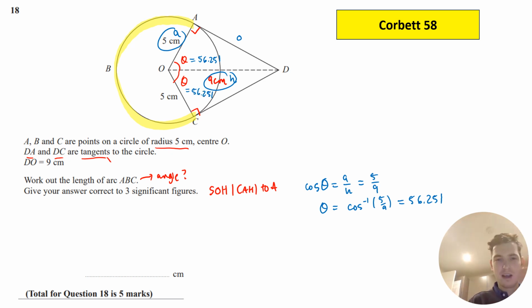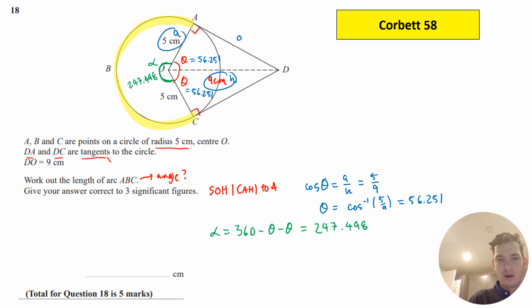56.251. Now to find the arc length, there's actually a couple of ways you could do it. But what I'm going to do is find out this green angle here and then use that, because that green angle is the fraction of the circle that my highlighted arc is in. Let's call this angle alpha. I'm going to do alpha equals 360 minus theta, because angles around a point sum to 360. Put that into a calculator, you get 247.498.